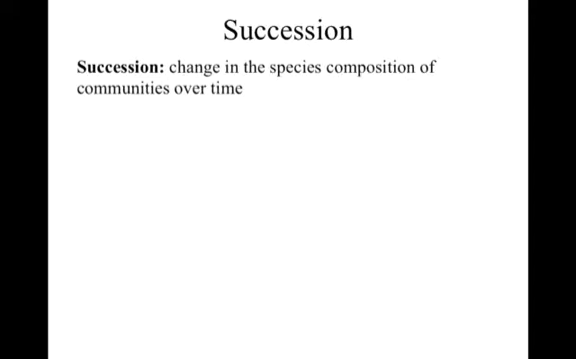And so we talked about how change was a constant in ecology. Today we're going to talk about change in a little bit more detail. We're going to talk about how communities, community composition, and the abundances of different organisms in a community change through time. When we have changes in species composition of communities over time, we call this succession.